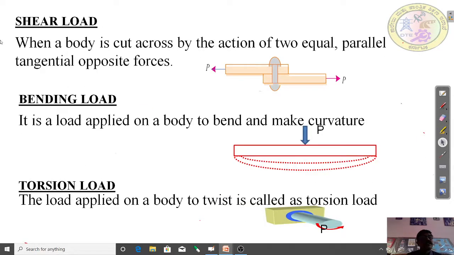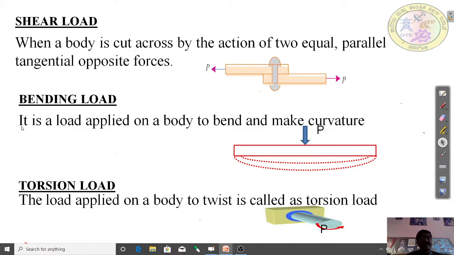Shear load. When a body is cut across by action of two equal parallel tangential opposite forces, it is called as shear load. The best example is when you cut a paper using a scissor. This is an example of shear load.